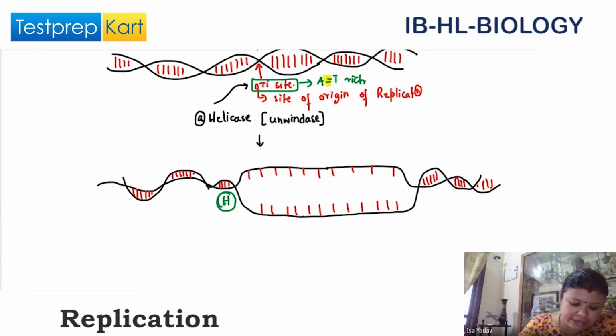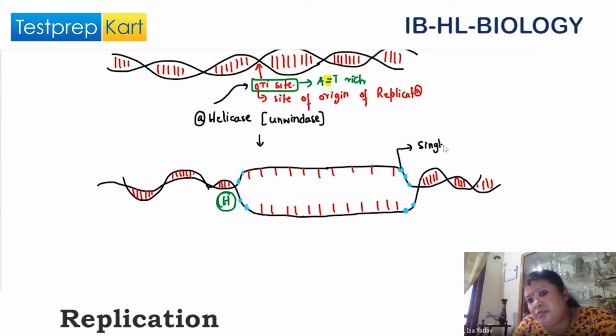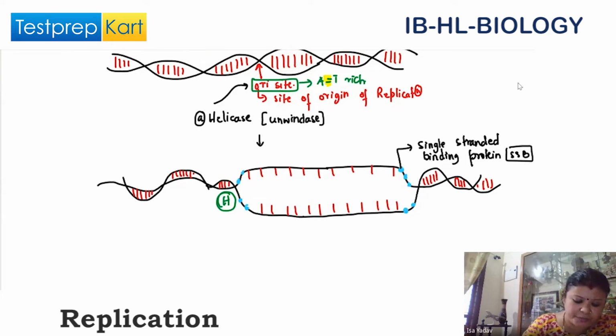Okay, now let's see here. So here what will happen is, attached to the single strands will be a special type of proteins. Okay, special proteins will attach to the single DNA strand. This protein is called single stranded binding protein, or SSB, single stranded binding protein. Is this clear? Yeah.